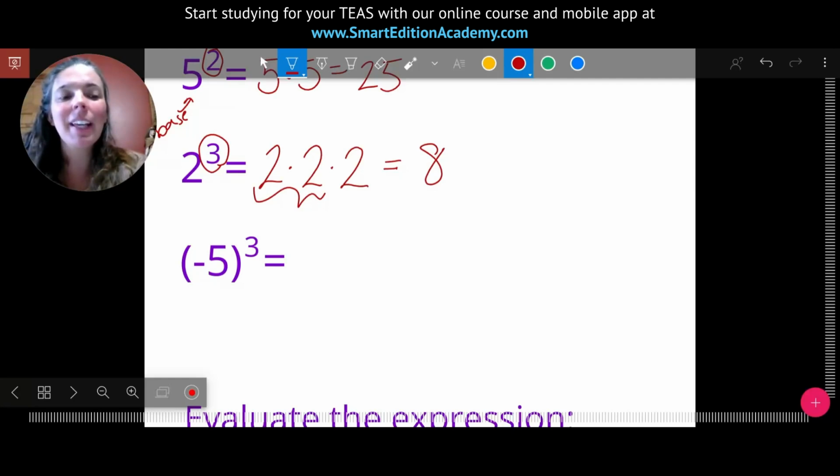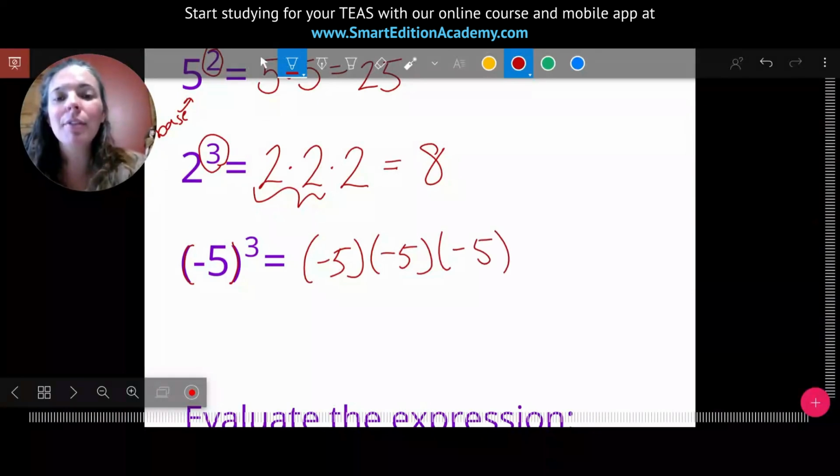All right, and then again, just something to be aware of when we are dealing with negatives. Notice how this is within the parentheses. So -5 to the third power means -5 times -5 times -5. So -5 times itself 3 times because the exponent is 3.